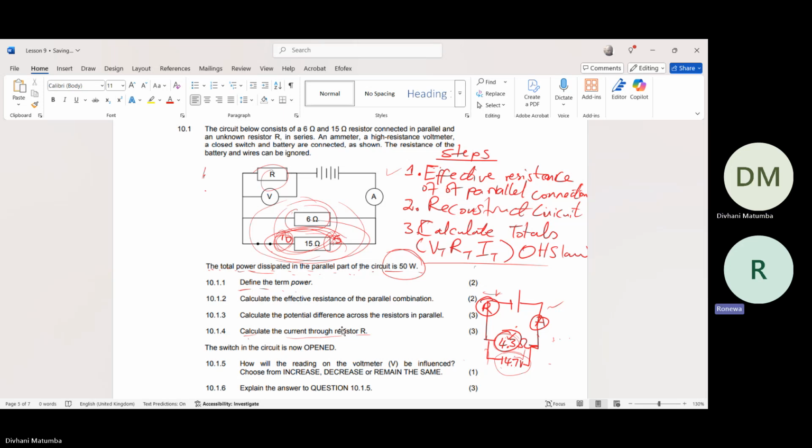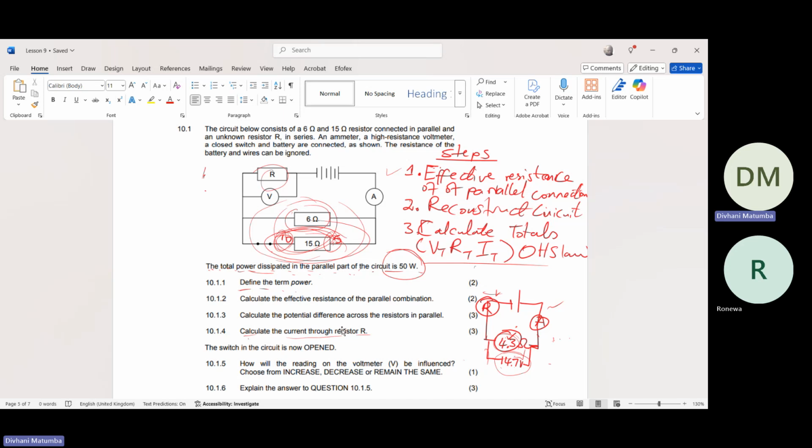So will it increase? It's saying it will increase. Yeah, so I'm just guessing. Yes. Okay, no problems.